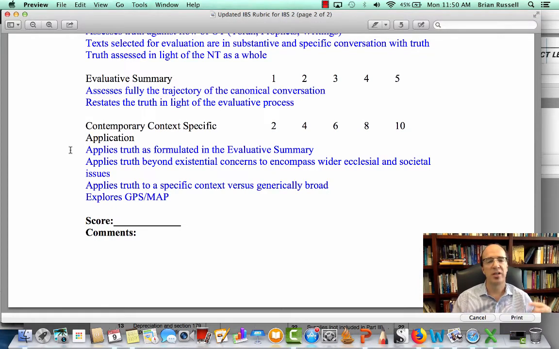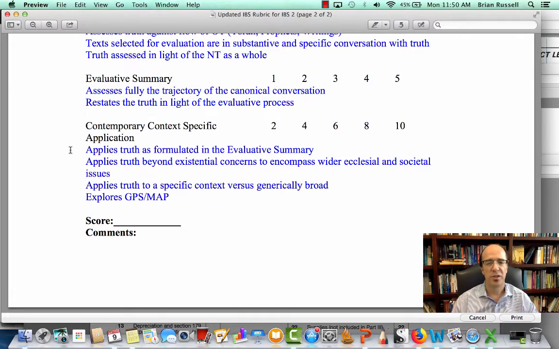I'm going to look at the evaluative summary in terms of how you have assessed the trajectory of the canonical conversation, and you want to restate the truth in light of your evaluative process. In other words, how would you rewrite the truth that you began with at the beginning of the evaluation in light of what the rest of Scripture says, and especially since you're working with the Old Testament text, which you are this semester, you want to work on how our truth shifts or is nuanced in light of the fullest revelation in the New Testament.